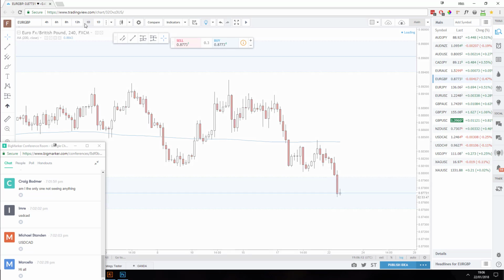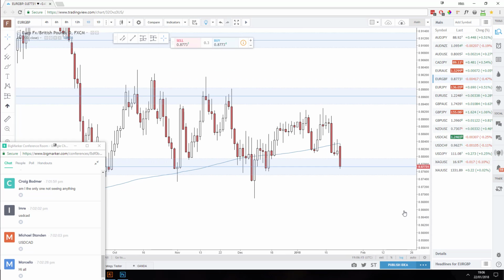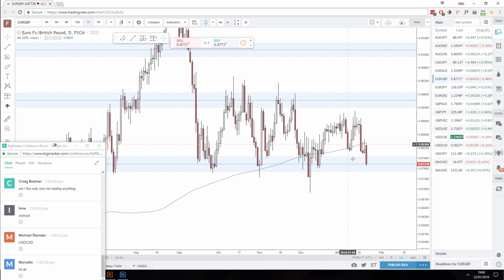EURJPY seems to be bouncing off the support area. It's stuck in a pretty tight range right now, and it seems to be bouncing off the support area.